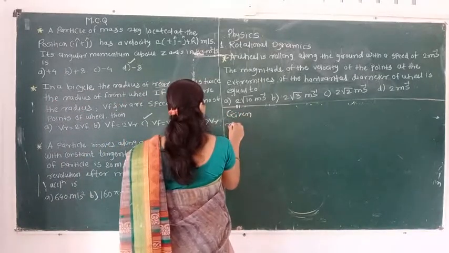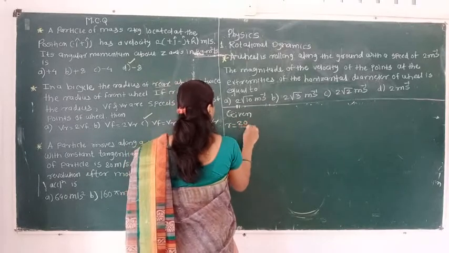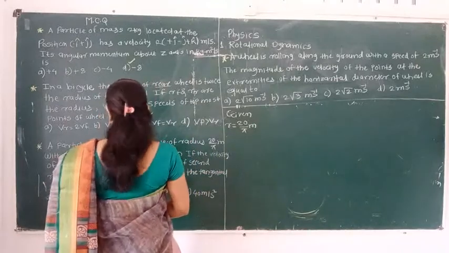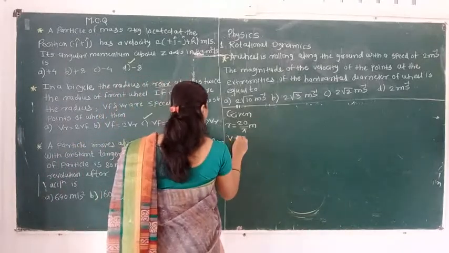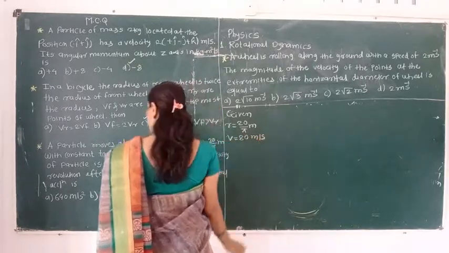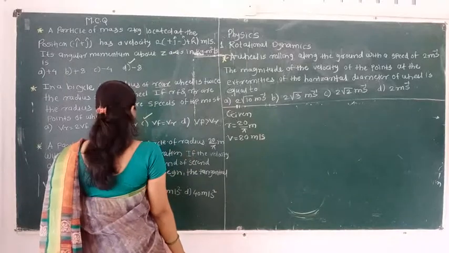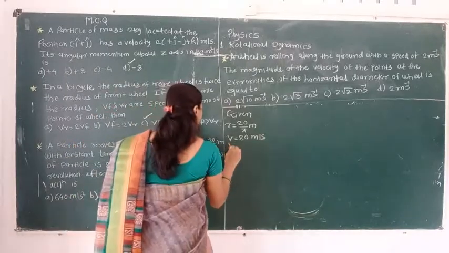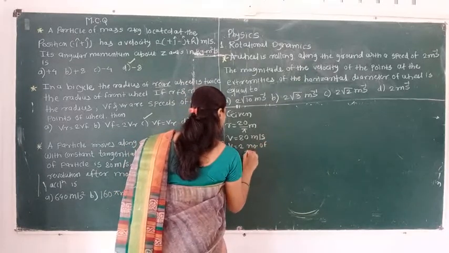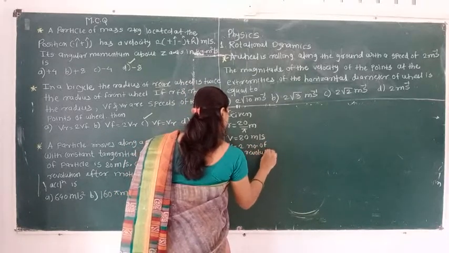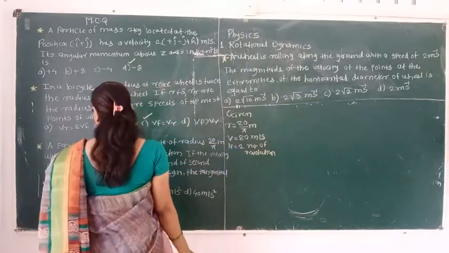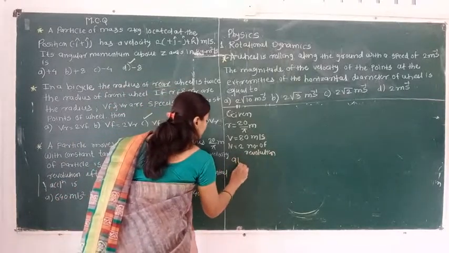Given: R is 20 divided by pi meters. With constant tangential acceleration, the velocity of the particle is V equal to 80 meters per second. Next, the number of revolutions at the end of the second revolution, capital N, is equal to 2. After motion has begun, we have to find the tangential acceleration, AT.